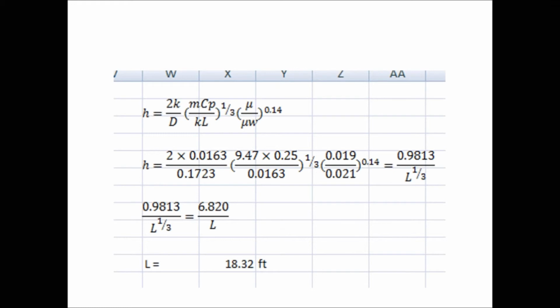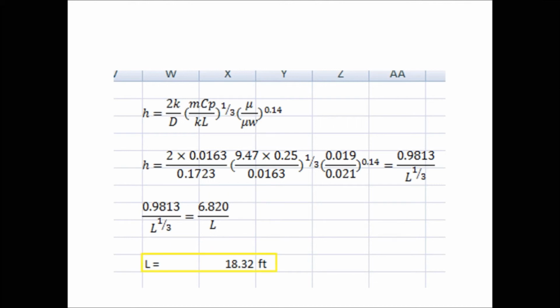Another formula of the heat transfer coefficient used for laminar flow is shown. After substituting the values into the formula, we get 0.9813 over L raised to 1/3. Equating the two relationships of the heat transfer coefficient, we can obtain the length, which is 18.32 feet.